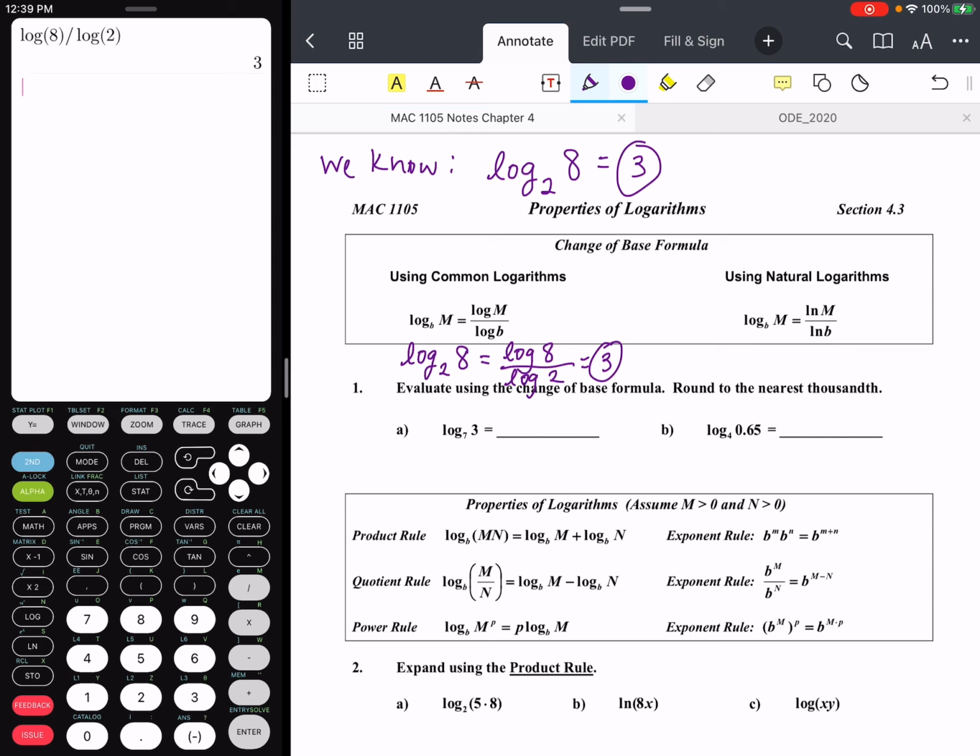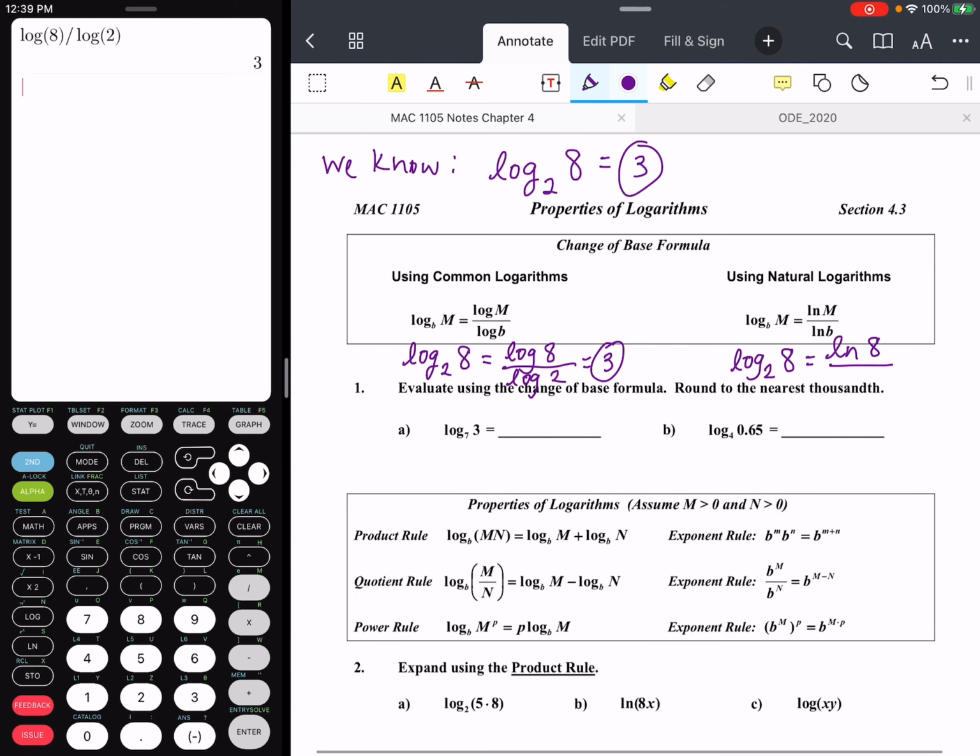Let's do it again over here on the right using natural logarithms. So again, log base 2 of 8, according to this formula with natural logs, should be equal to natural log of 8 divided by natural log of 2. So let's see if this works in our calculator. Natural log of 8, use the right arrow to get out of the parentheses, divided by natural log of 2. And there's our 3 again.